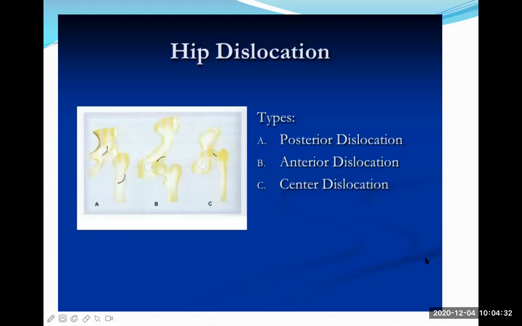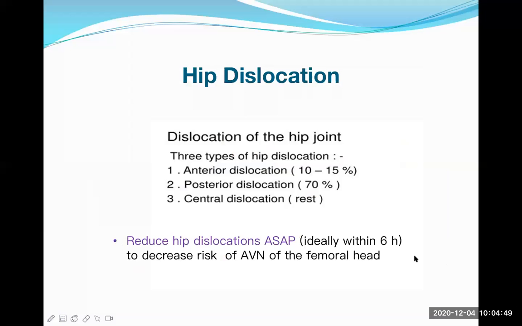Now there are three types of hip dislocation. Posterior dislocation is the most common one, followed by anterior dislocation and central dislocation. Posterior, anterior, and central. In this class we'll talk about all of these in detail. Dislocation of the hip joint can be of three types. Anterior dislocation, just around 10 to 15%. Posterior dislocation is the most common one, around 70%, and the rest is central dislocation.